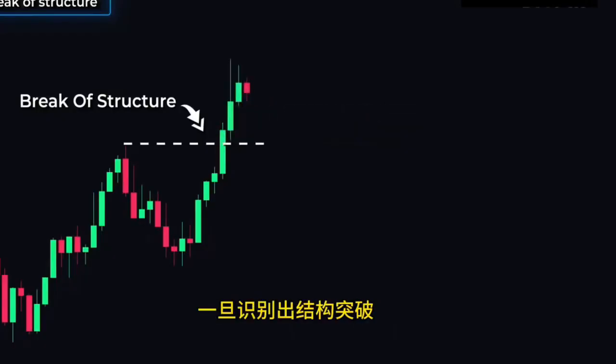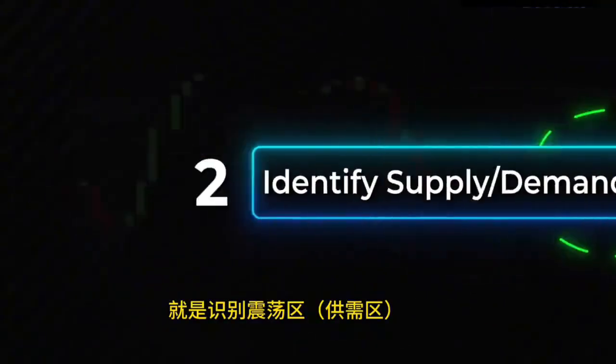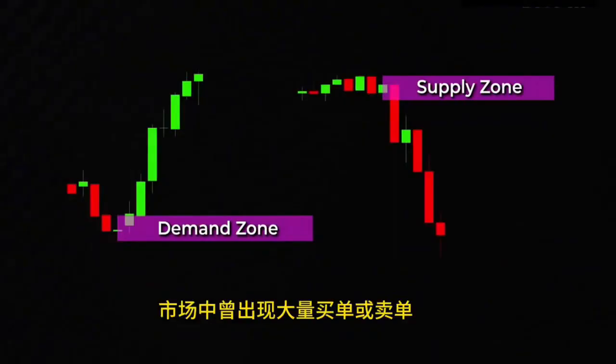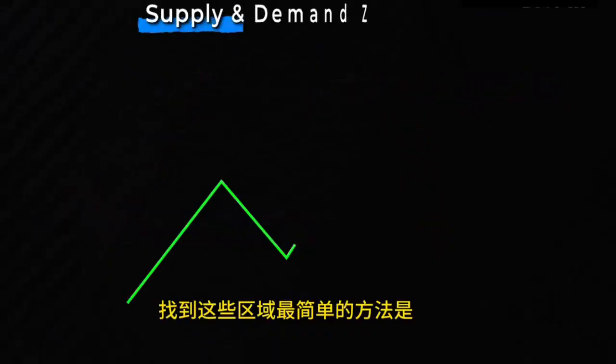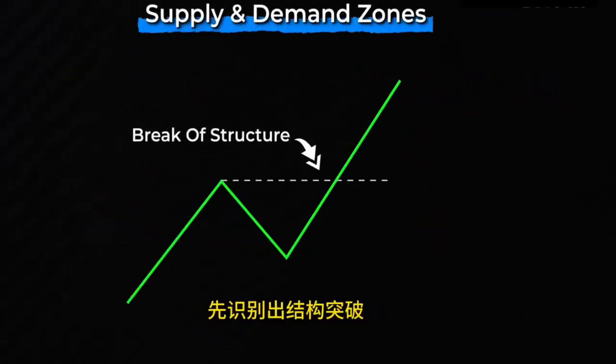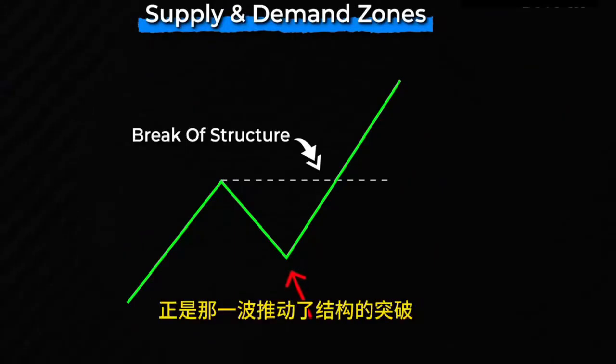Once a break of structure is identified, we can move on to step 2, which is identifying a supply or demand zone. These are areas where large buy or sell orders were placed in the market, causing a sharp move in price. The easiest way to find these zones is to first spot a break of structure. Then, look at the starting point before the sharp price move, which led to that break of structure.